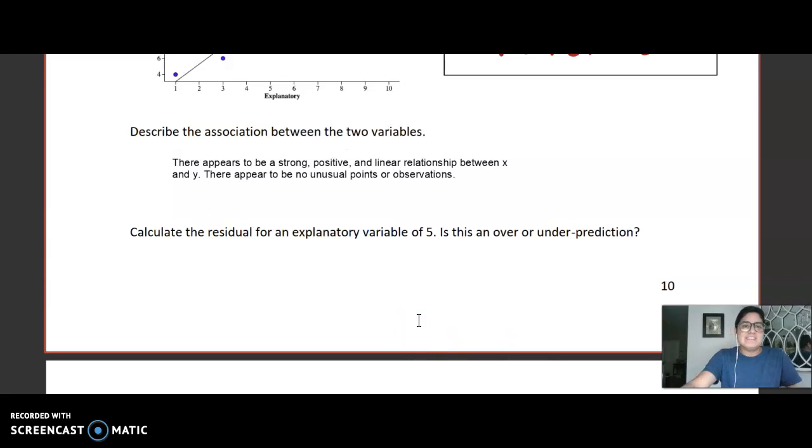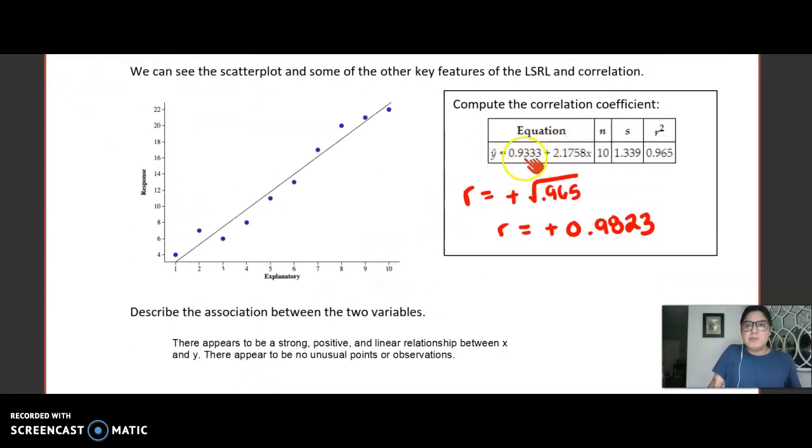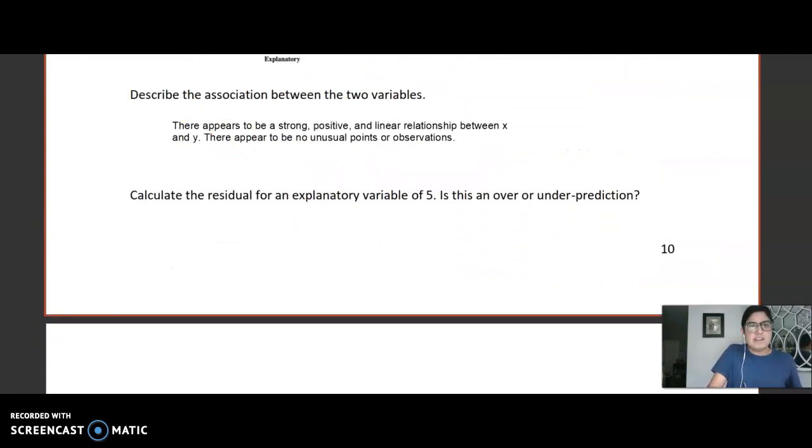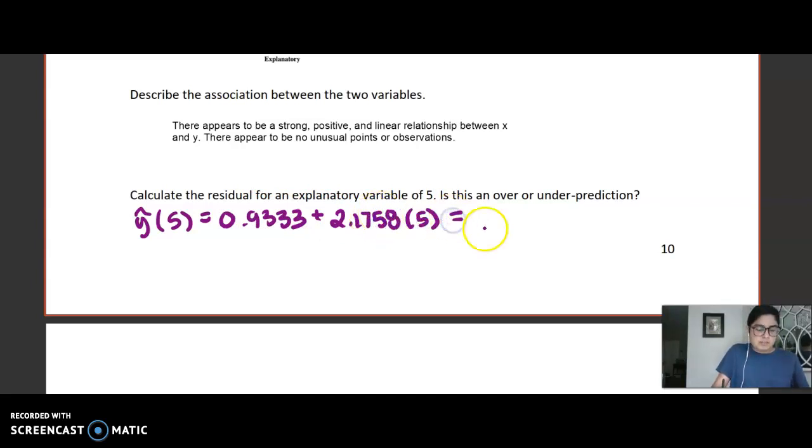All right, and then lastly, let's calculate the residual for an explanatory variable of 5. Is this an over or an under prediction? So here's my model, and we can see here at 5 I have an actual of 11. So let's take, sorry, kind of hiccup burped, I don't know. All right, so let's find y hat of 5, which I'll find by substituting this into the model. And 1758 times 5. That's going to give me a predicted response value of about 11.8123.